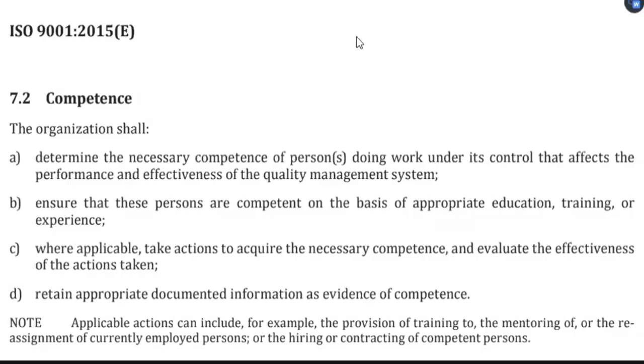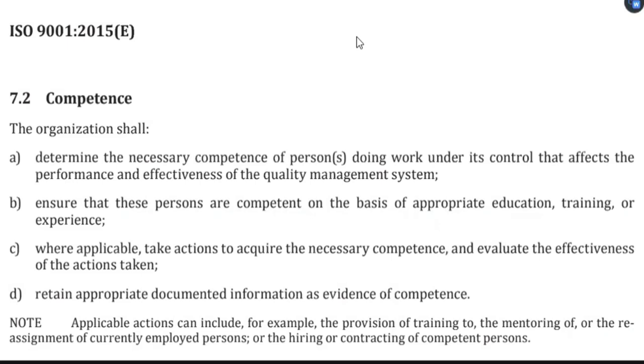Let us see what the standard requires for competence assessment. Let us look at the ISO 9001:2015 standard, clause number 7.2, and what the standard requires for competence. Clause 7.2, competence. The standard requires the organization shall A.